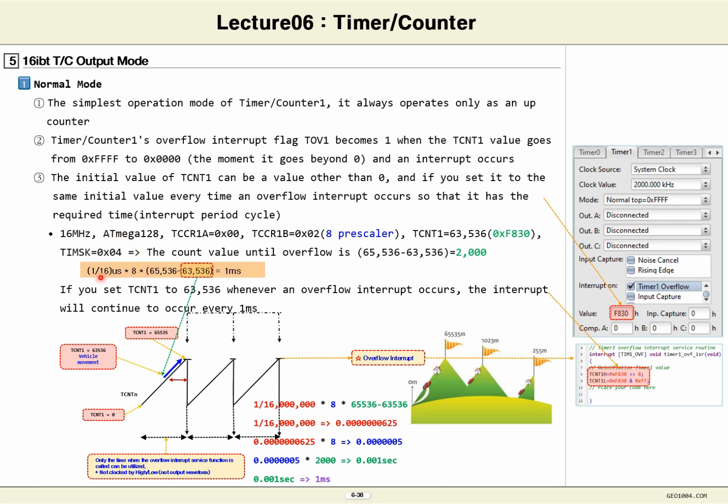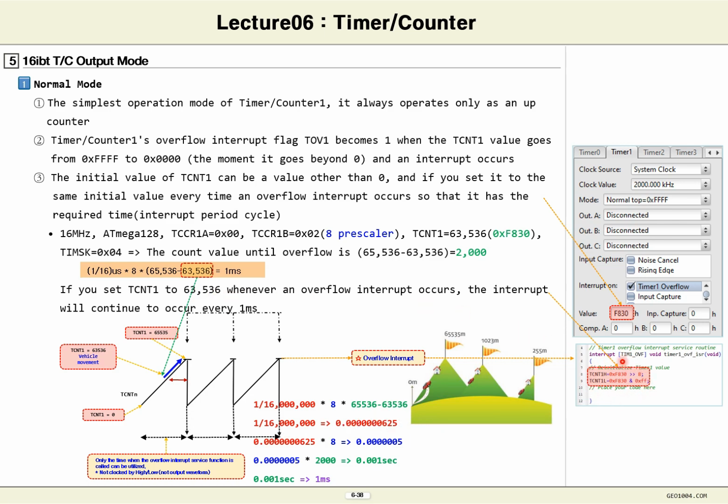In this case, the value of the period is 1 divided by 16 microseconds times 8 times (65,536 minus 63,536), resulting in a period of 1 millisecond. As you can see, the overflow interrupt of timer counter 1 is called every 1 millisecond. So, in order to continuously generate an interrupt every 1 millisecond, we need to give 63,536 to TCNT1 as you can see.